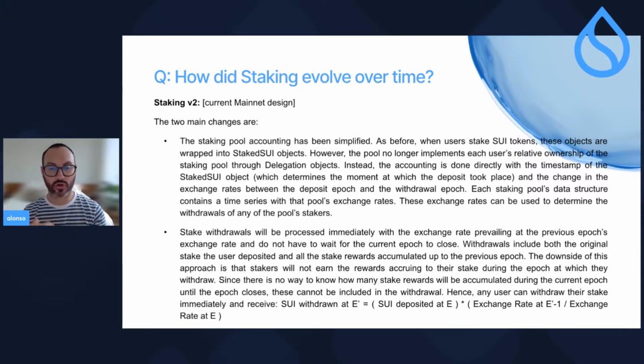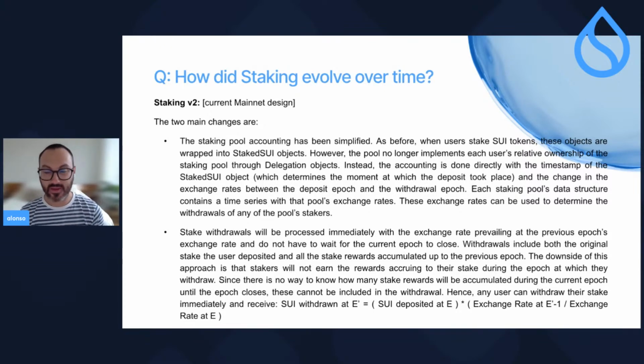So for example, if I'm in Epoch 35 and I decide to unstake today, I will earn all the rewards accrued up till the end of Epoch 34, but I will no longer earn the rewards of Epoch 35. The reason is that if I unstake during Epoch 35, we can't tell how many stake rewards will be accrued in total throughout Epoch 35 because Epoch 35 hasn't finished.